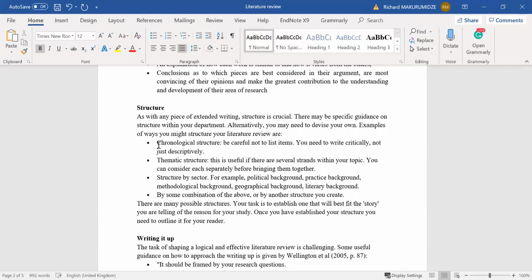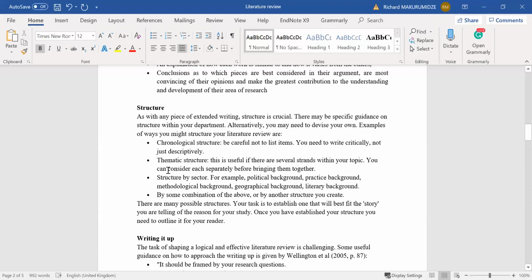But when you're structuring your body, you can use a chronological structure. This applies when whatever you want to research is a sequence of steps or events, and you can review your literature based on those events so that you can show the order. But the commonest way we structure a literature review is the thematic structure or the objectives. This is useful if there are strands within your topic: you can consider each separately before bringing them together.